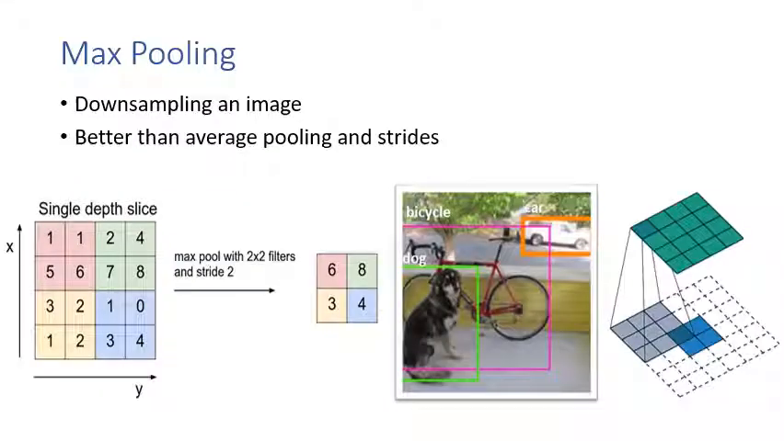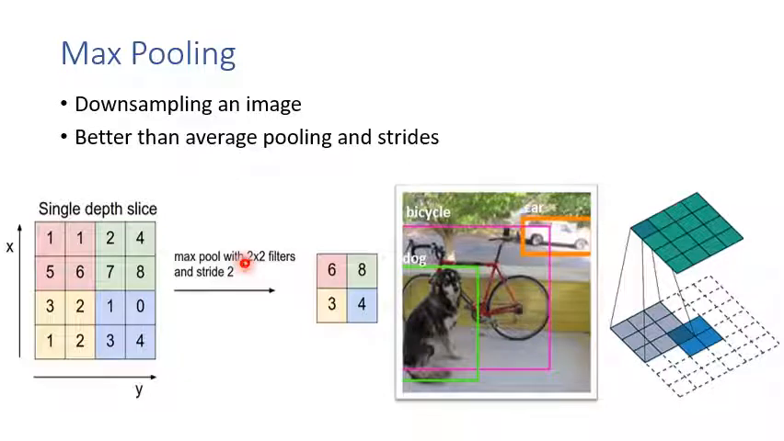In convolutional neural networks, we need to downsample an image. The most common technique is max pooling. We can also use average pooling or stride to downsample an image. Right, we can set the stride to 2. However, max pooling has the best performance for image classification and object detection. The idea of max pooling is simple. We just select the maximum value inside the filter.